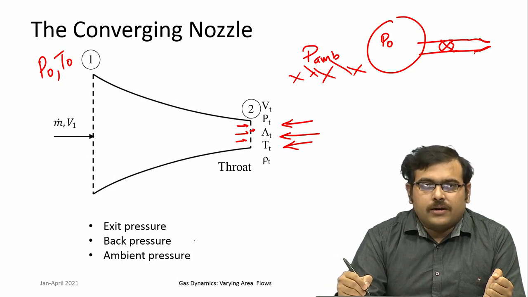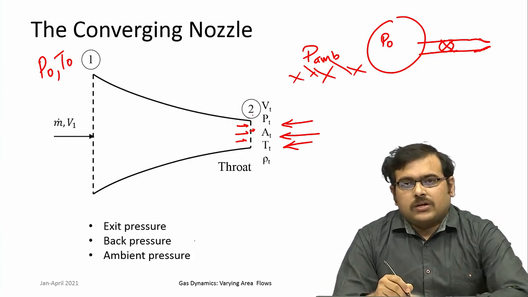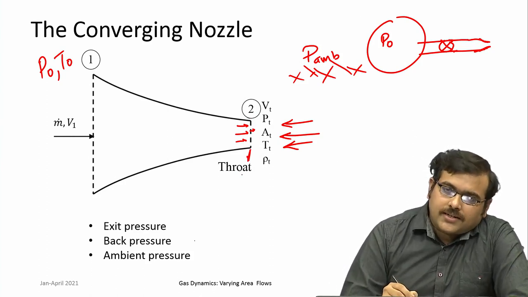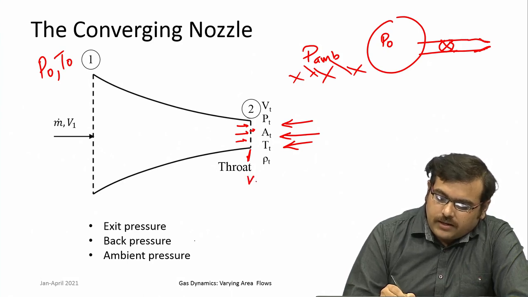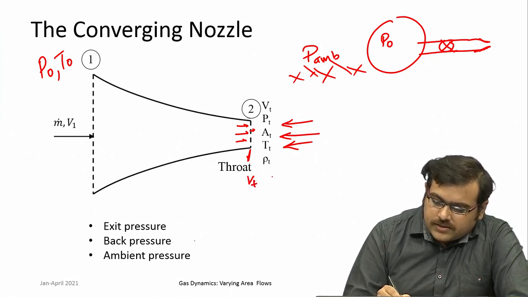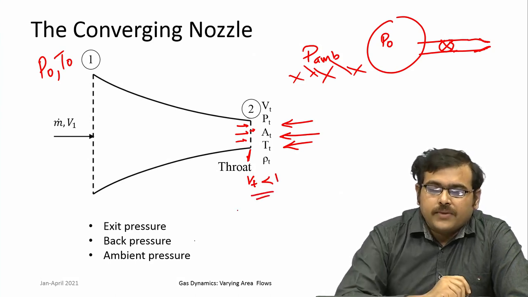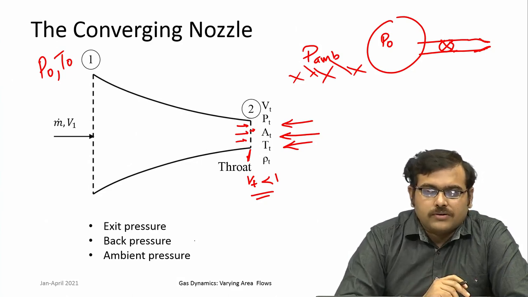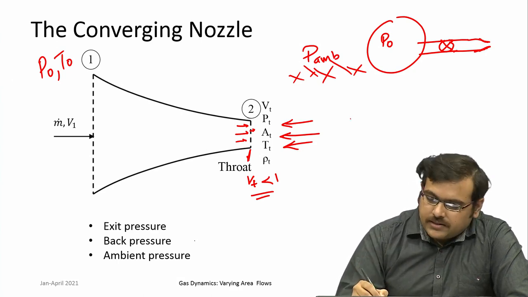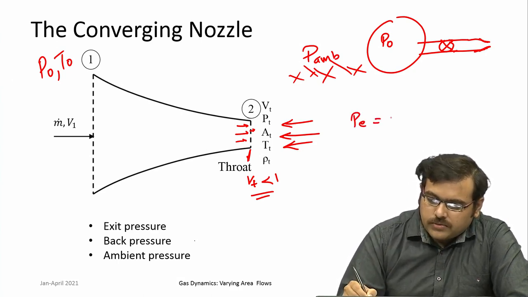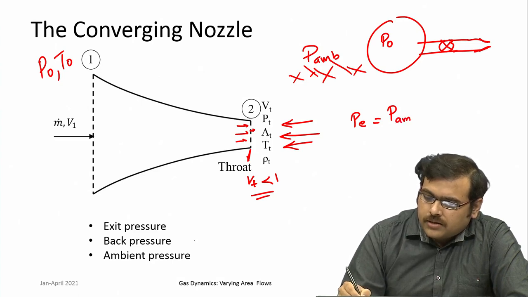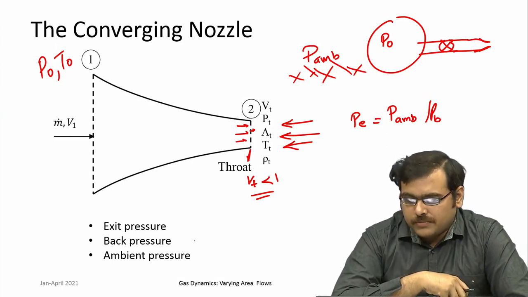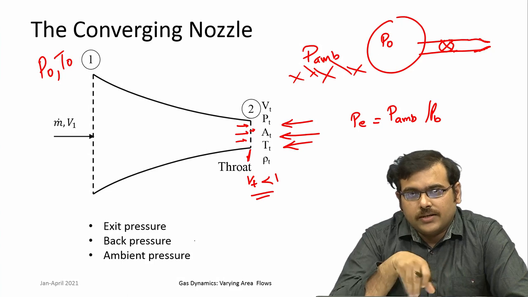Okay, so this is what we are looking at. Now, as long as the exit flow, the exit velocity VT, is less than 1, that is subsonic, then as long as there is a subsonic flow coming out at exit, the exit pressure PE should be equal to the ambient pressure or back pressure. Okay, so this is a very important principle in subsonic flows.